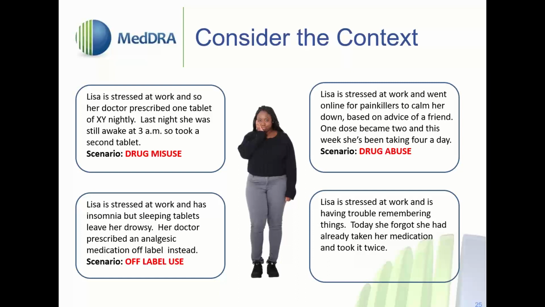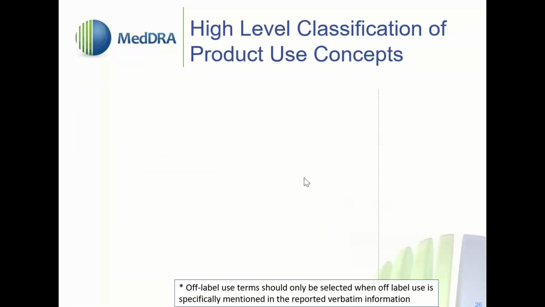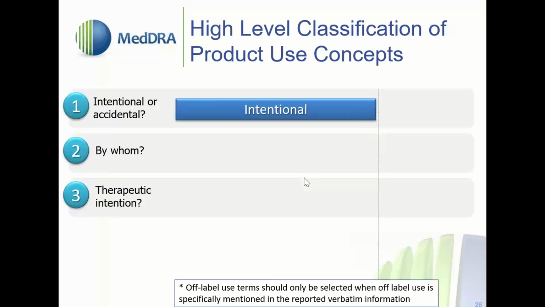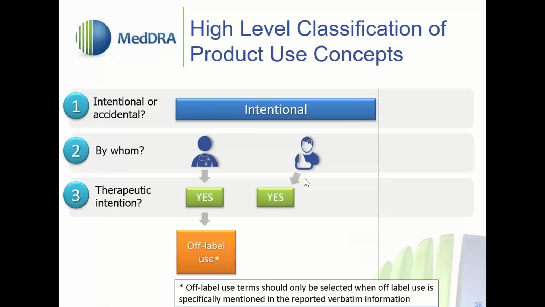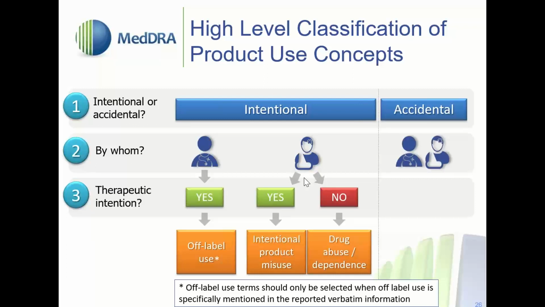So finally, in the fourth scenario, Lisa suffers from forgetfulness due to the stress she is experiencing at her workplace. She also forgets that she has already taken her medication one day and takes it a second time. This is unintentional, but happens in the context of therapeutic use. So this scenario represents a medication error. I'm just going to pull everything up here in my slides so you can see.